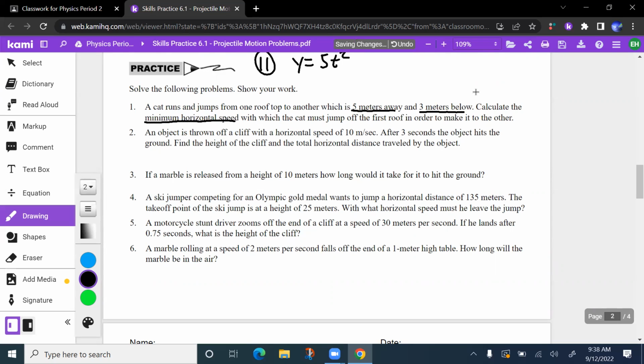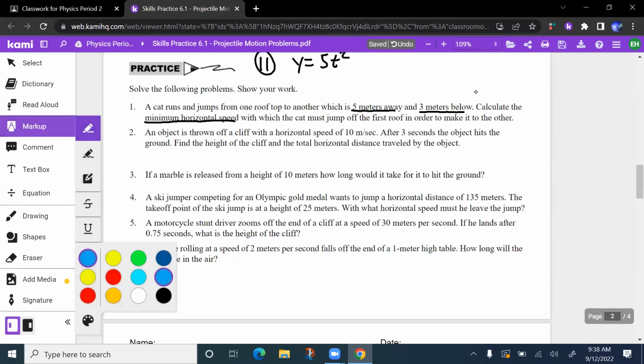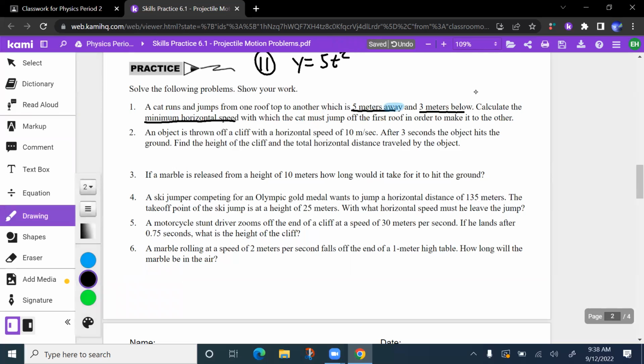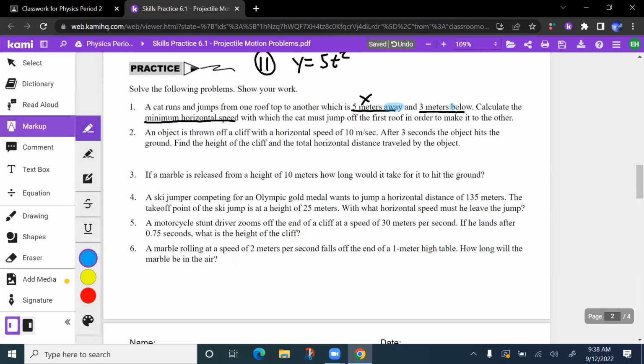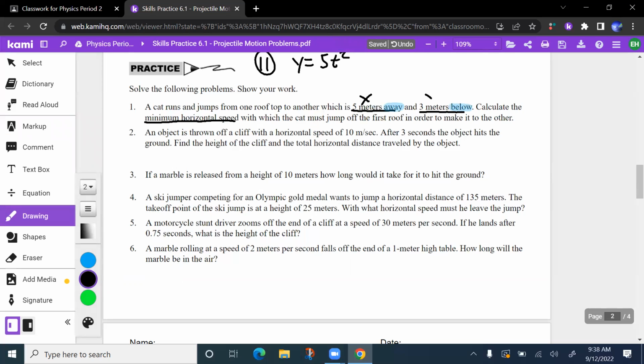Now, this word here gives away a lot. Away tells me that 5 meters is going to be x, and 3 meters below tells me that 3 meters is going to be y. And horizontal is in the x direction, so minimum horizontal speed would be vx equals question mark. So those are the three things that were given in problem number one.